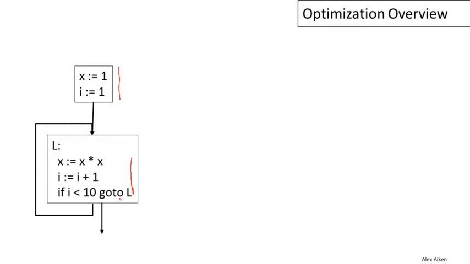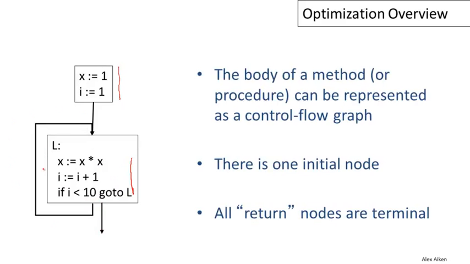And at the bottom of the block is a branch, or a testing branch, where either we exit and go someplace else, or we loop around and execute the loop body again. And the body of a method can always be represented as a control flow graph. The convention that we'll use is always a distinguished entry node, so there's a distinguished start node of the control flow graph, and typically it'll just be obvious, it'll be the one listed at the top.